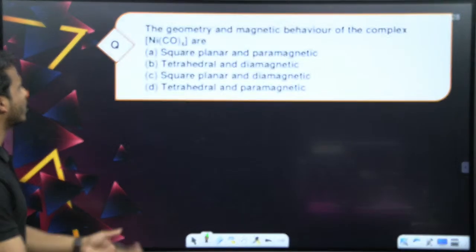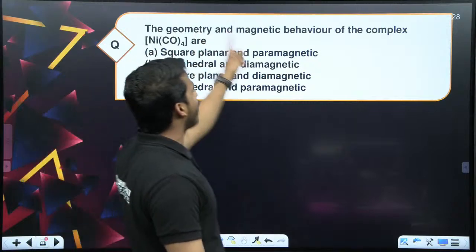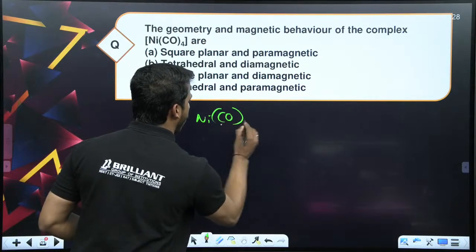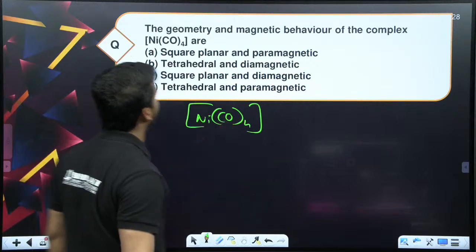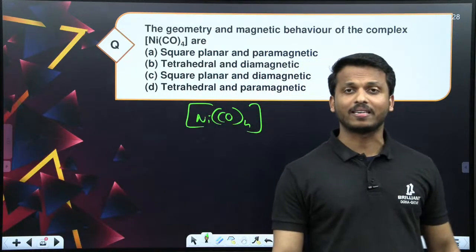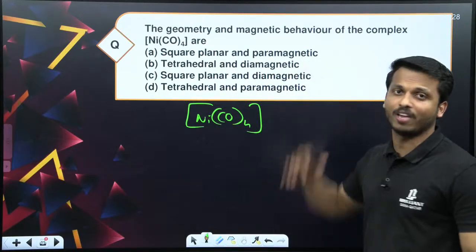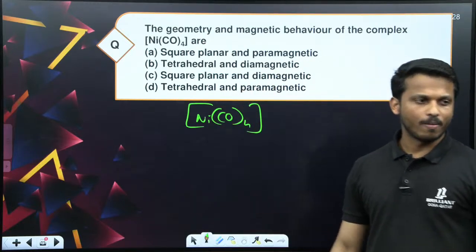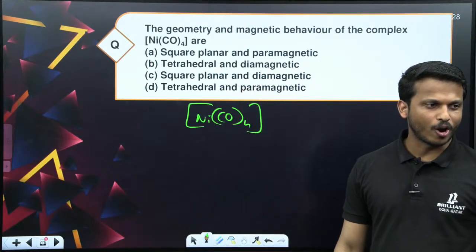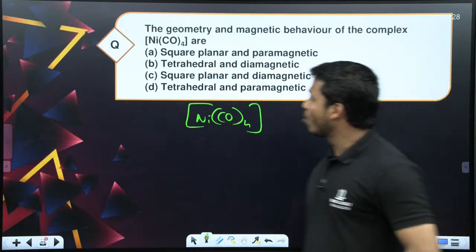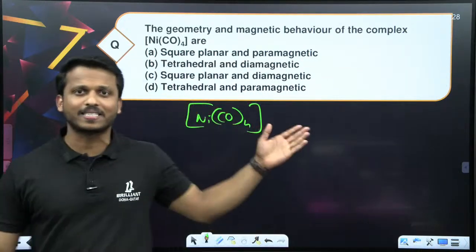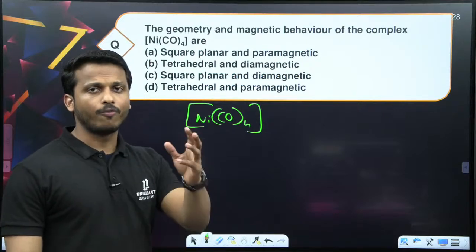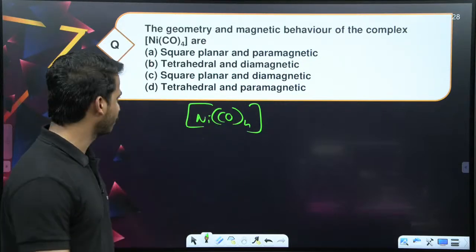Yes, let's go for the next question. What is the geometry and magnetic behavior of the complex Ni(CO)4? Tell me, what is the geometry and magnetic behavior, whether para or dia, for this complex? Come on, dear all, come on. I already discussed this Ni(CO)4 in the previous question. Ni(CO)4 will go for sp3 hybridization.